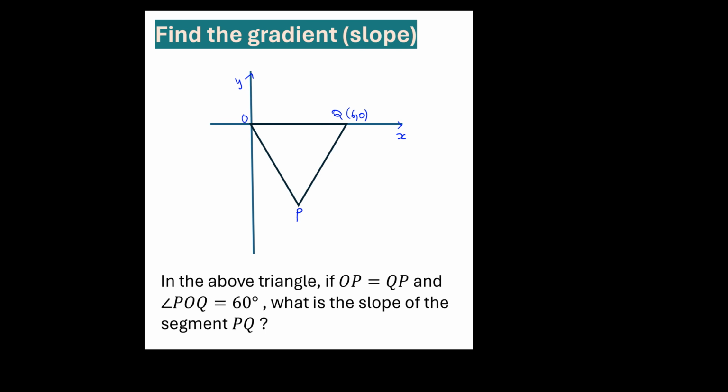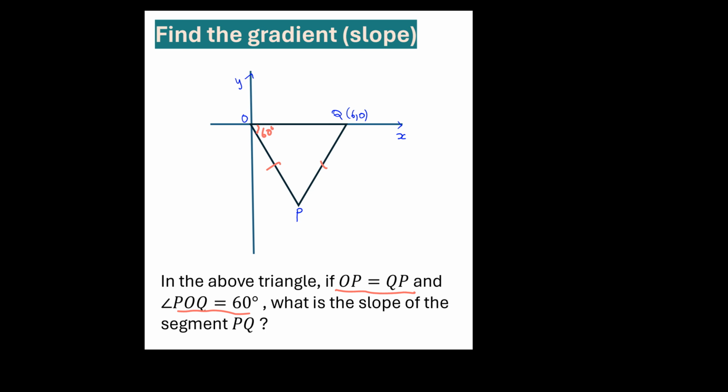Well, hello everybody. In this question, we are told that in the given triangle, OP is equal to QP, so this is OP and that's equal to QP, and angle POQ is 60 degrees, so POQ is here, that's 60 degrees. What is the slope of the segment PQ? This is the segment PQ. We need to find the slope of this segment PQ.